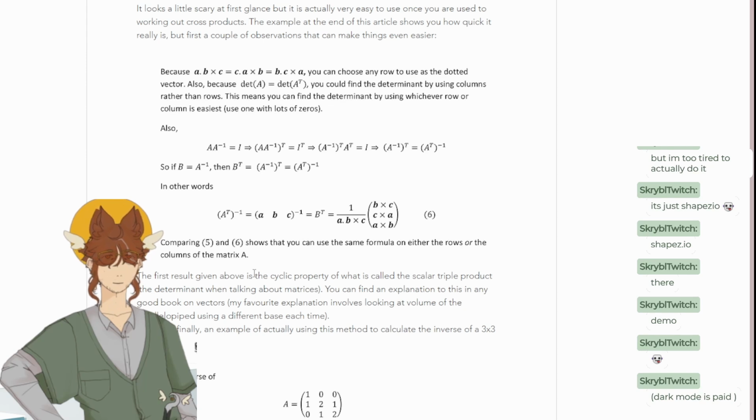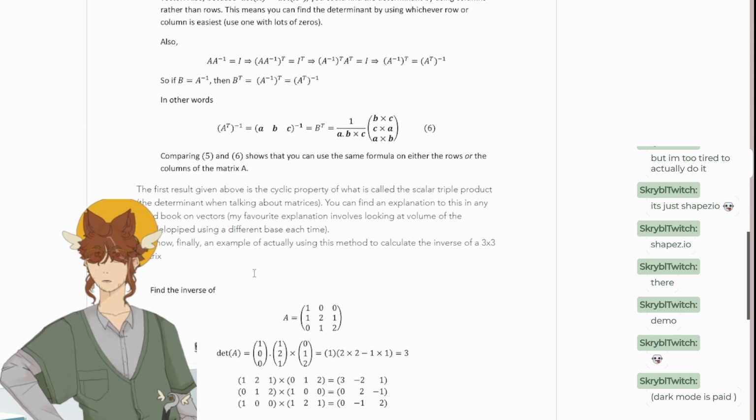Dark mode is paid. Oh, it's fine, I like light mode. I'm a masochist. Comparing 5 and 6, yeah, sure.